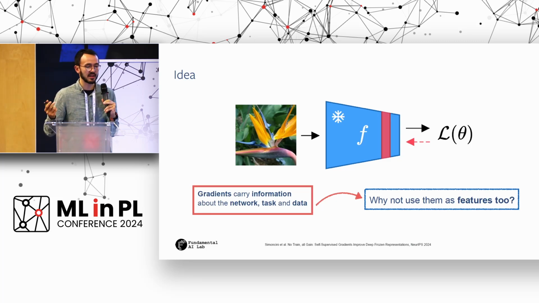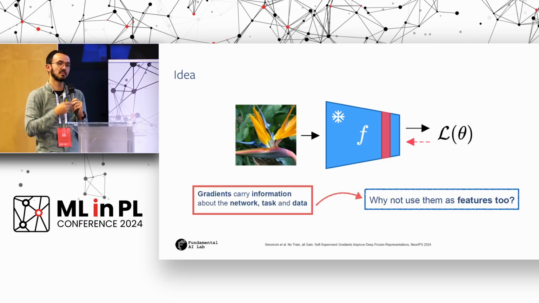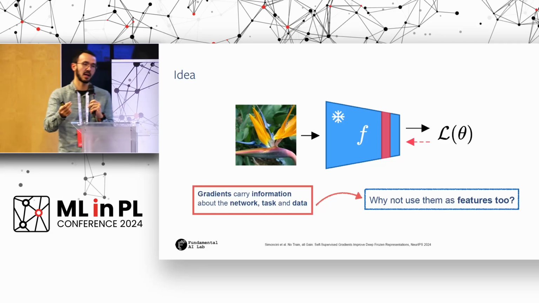And the spoiler is that actually those features are very good. You can use them for all kinds of things, and they're complementary to the features you get from simply having the embedding come out of a neural network.